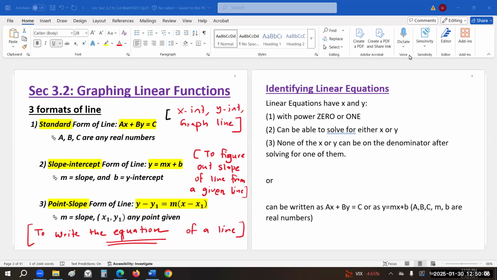Any question before we start? Any comments? Monday midnight. Section 3.2, 3.3, 3.4. Any other question? 3.3. Okay. Do you have any specific question? Okay. Any other question?